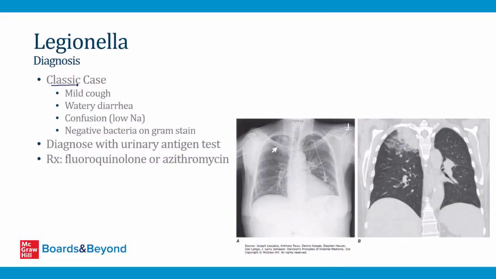So the classic case of Legionella pneumonia to be familiar with is, first of all, a patient with a mild pneumonia. So they might have a mild cough, but they shouldn't have severe shortness of breath. They'll have some GI symptoms like watery diarrhea. Their sodium will be low if lab testing is done, and this can lead to confusion, especially in an older patient. And then if you do a gram stain of a sputum sample, it will be negative, and that's because Legionella doesn't gram stain well. So the diagnosis is made with the urinary antigen test in most cases. And treatments are with antibiotics that cover atypical bacteria. This includes fluoroquinolones like levofloxacin and also azithromycin.